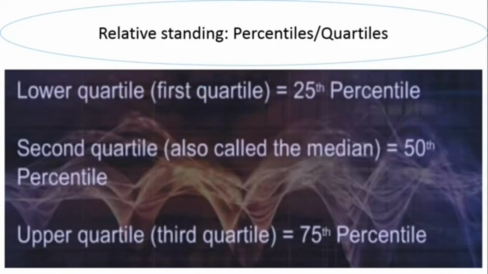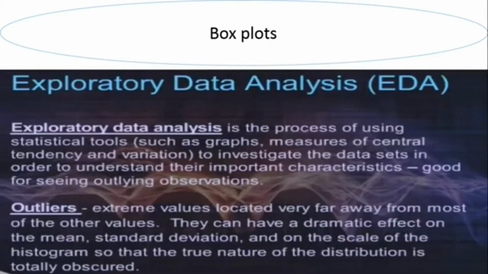The last thing that I'm going to show you is a box plot, which is exploratory data analysis. Exploratory data analysis is a process of using statistical tools such as graphs and measures of central tendency and variation to investigate the data set in order to understand its important characteristics, and it is good for seeing outlying observations. So what are outliers? Outliers are extreme values located very far away from most of the other values. They can have a drastic effect on the mean, standard deviation, and on the scale of the histogram, so that the true nature of the distribution is totally obscured.